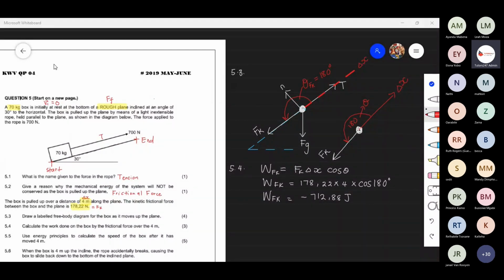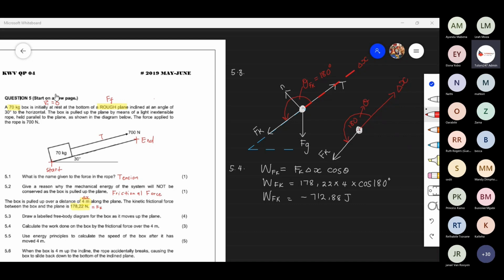Always something to take note of is always draw your free body diagram, even if the question does not say draw it. Just always draw it because it helps you with so many things, okay? So always make sure that you draw your free body diagram.